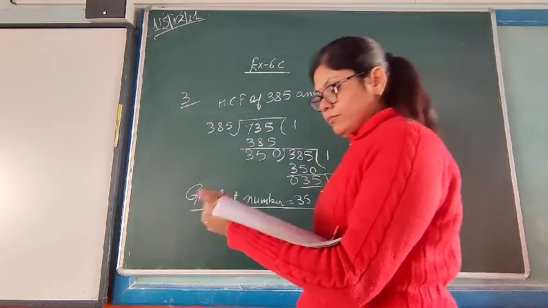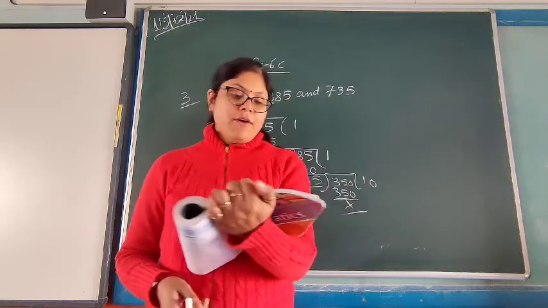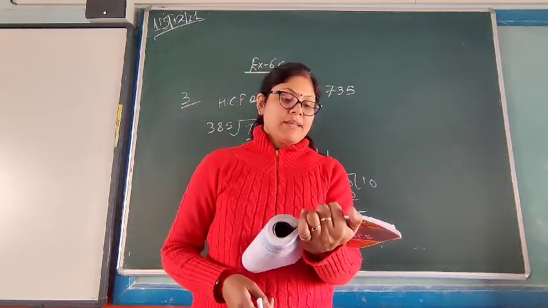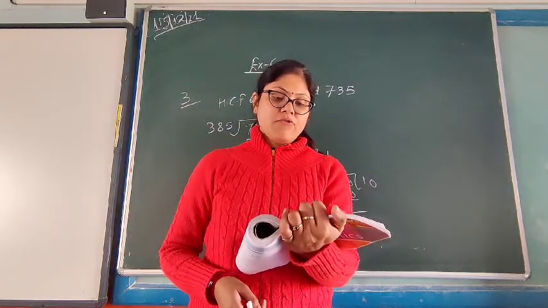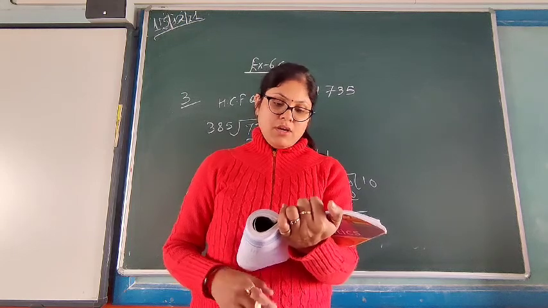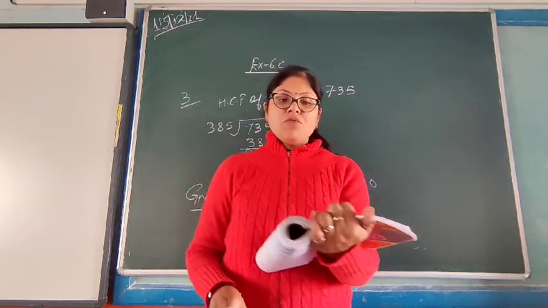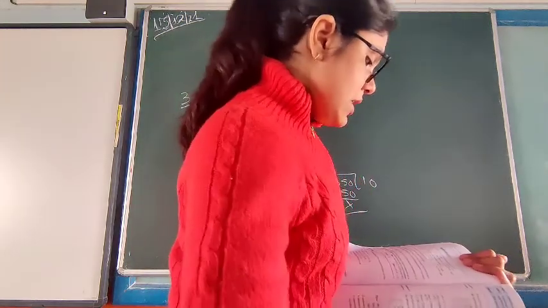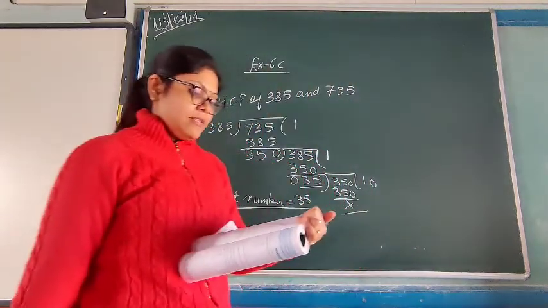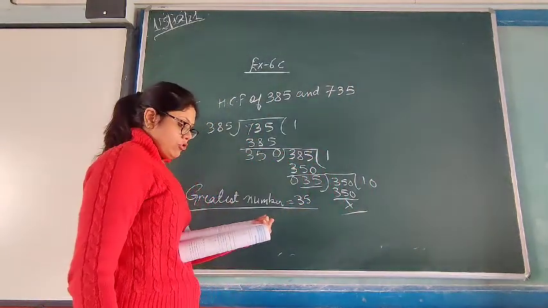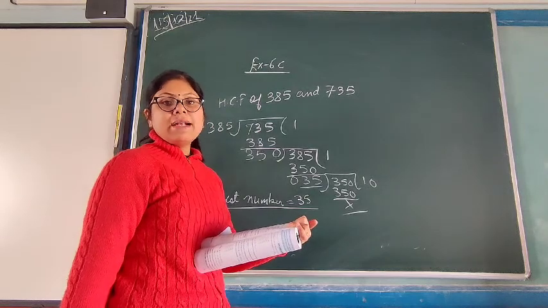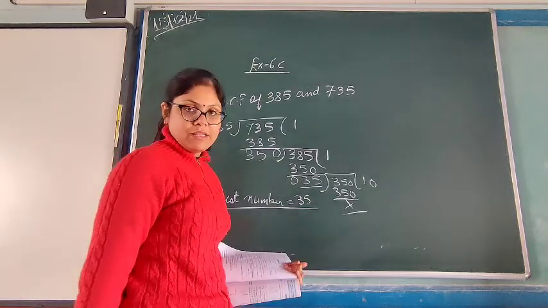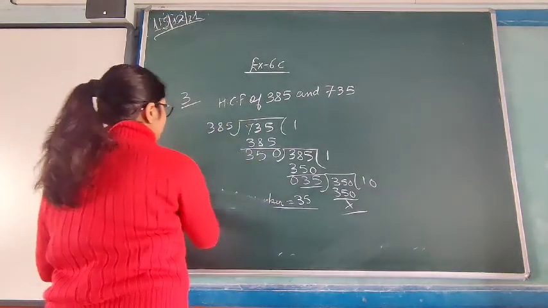Now, fourth question. Find the greatest number that exactly divides 306, 450 and 540. This is also a similar question. First you will take out HCF of 306 and 450, and then whatever the remainder comes, with that you will divide 540 and you will get the answer. Let's do this question.